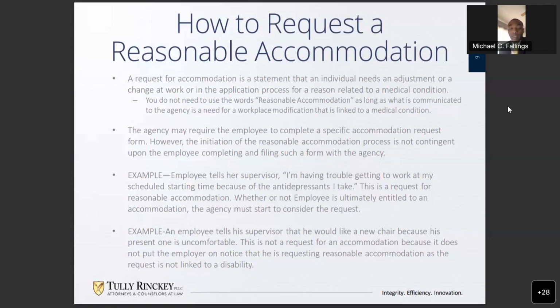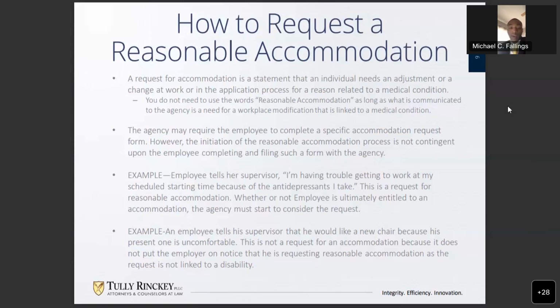Whether or not the employee is entitled to the reasonable accommodation is subject to further analysis, but the agency should at least start the process to consider the request. As far as what may not be a request for reasonable accommodation, say you tell your employer or supervisor that you need a new chair because the one you have is uncomfortable. This is not a reasonable accommodation request because the employer or supervisor is not specifically aware that the request is being linked to a medical condition or a disability.